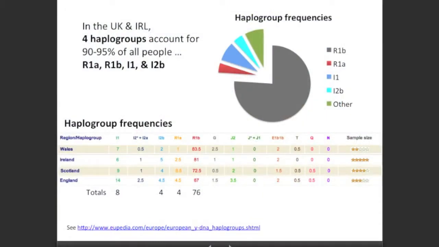If you look specifically at the UK and Ireland, 4 haplogroups account for about 90 to 95% of all people, and that's R1a, R1b, I1 and I2b.